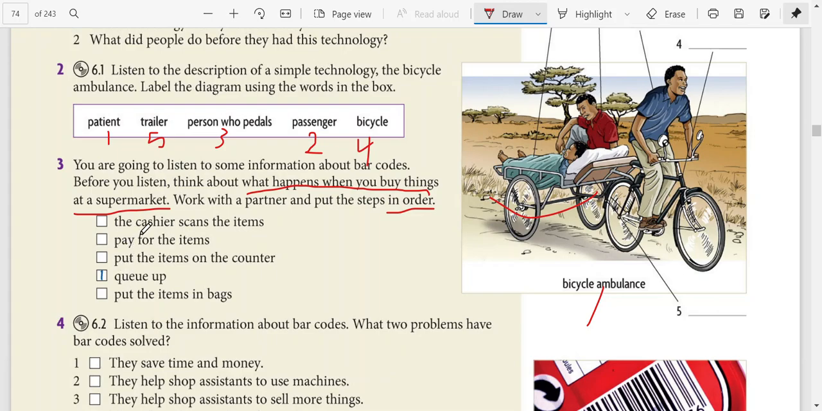Okay, let's separate the sentences together and translate them. The cashier scanned the items. Cashier, but scan. Pay for the items. Put the items on the counter.